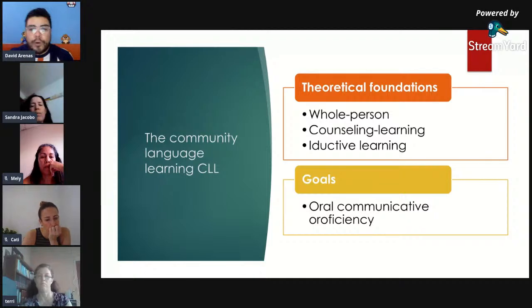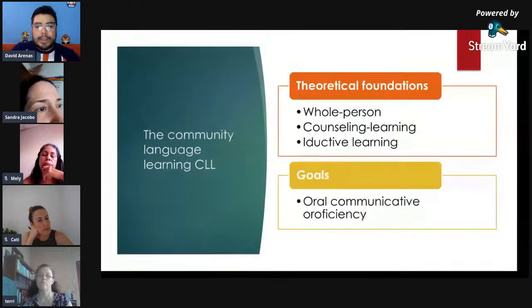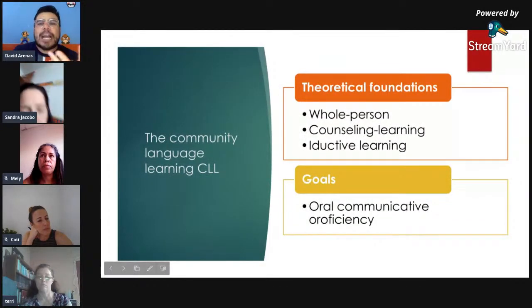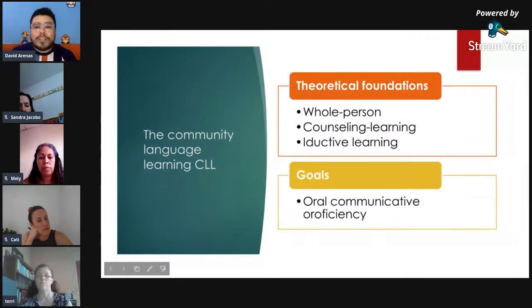Then this method, does it consider all areas of human beings? It's not one of the goals, but more like how they conceive education, how they understand education within this method. It's the concept of education like a whole person, and it was also based on counseling learning situations.